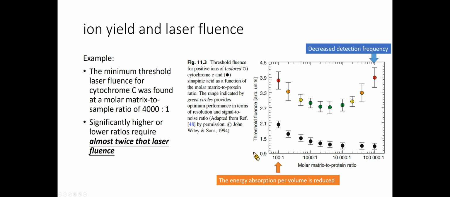This figure illustrates the effect of the molar matrix to protein ratio on the threshold fluence. If we take cytochrome C as an example, the optimal molar matrix to protein ratio is 4,000 to 1. At this specific ratio, we need the minimum energy to induce the ionization. If we use a more concentrated 100 to 1 or a less concentrated million to 1 molar matrix to protein ratio, we may require almost double the energy to induce the ionization.